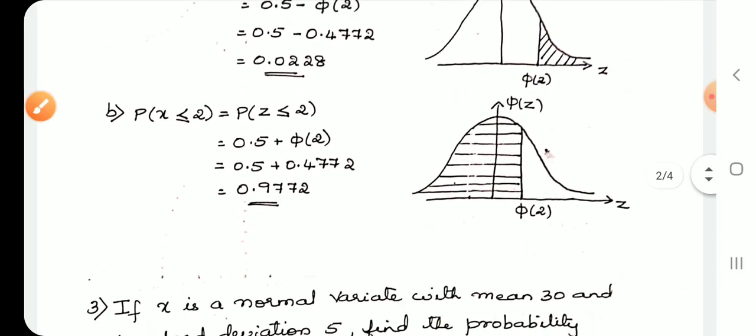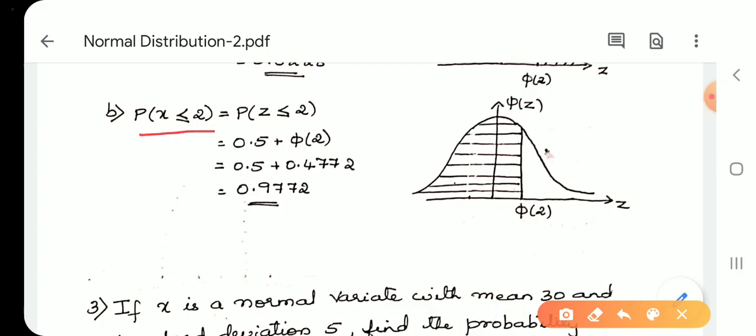Similarly, when we take P(X ≤ 2), written in terms of z, we get P(Z ≤ 2). P(Z ≤ 2) means Φ(2), if I mark on the bell curve, we get here. So the shaded portion we have to find now.